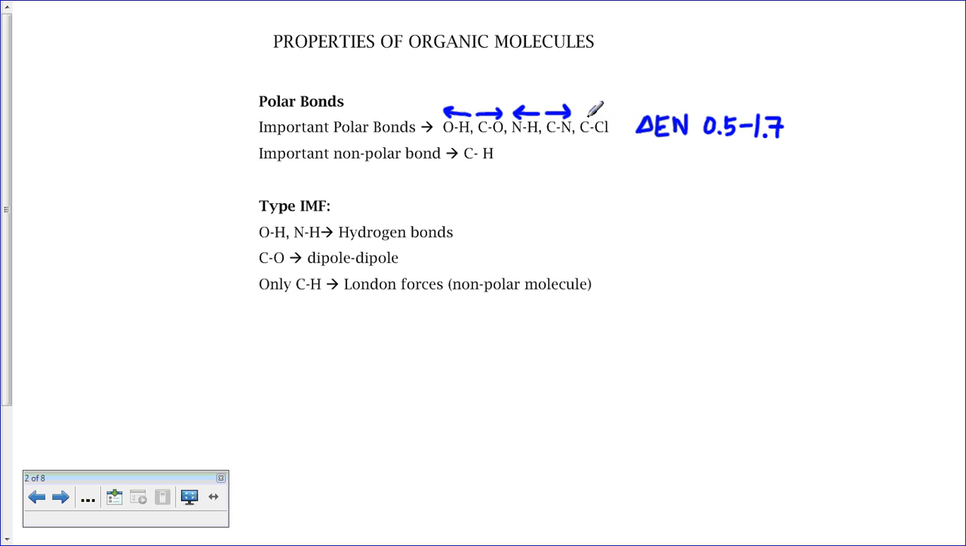So nitrogen and oxygen tend to be more electronegative than other atoms that they bond with. And between chlorine and carbon, the chlorine is more electronegative. If you know the identity of these polar bonds, it'll be much easier for you to predict and know the type of intermolecular forces, and then, as an extension of that, the properties of organic molecules.